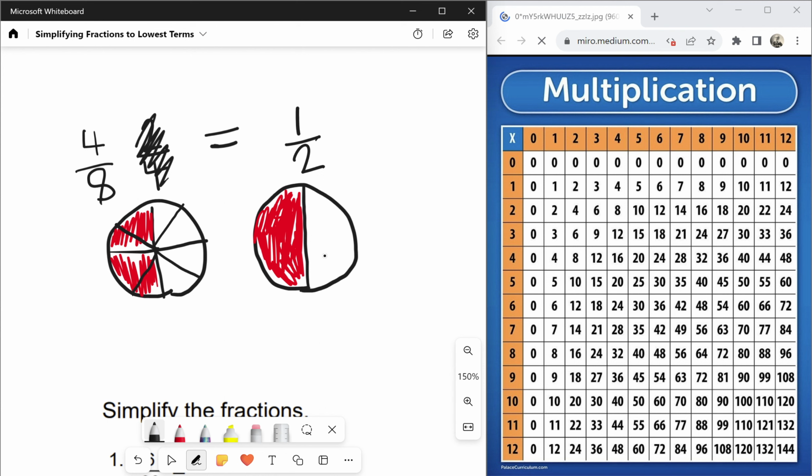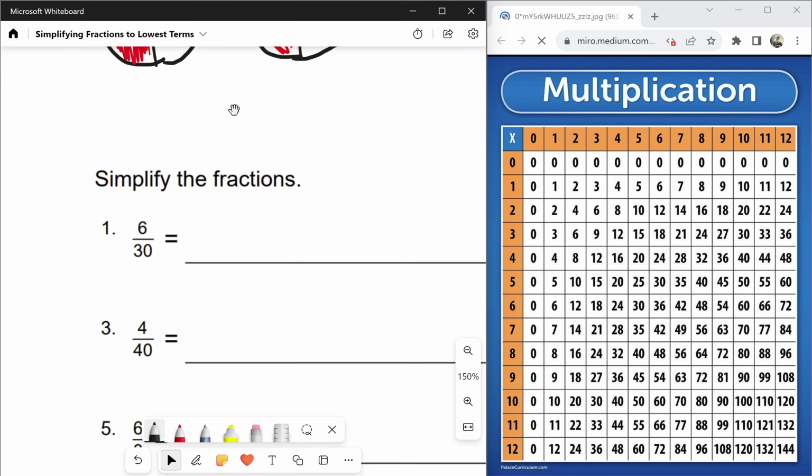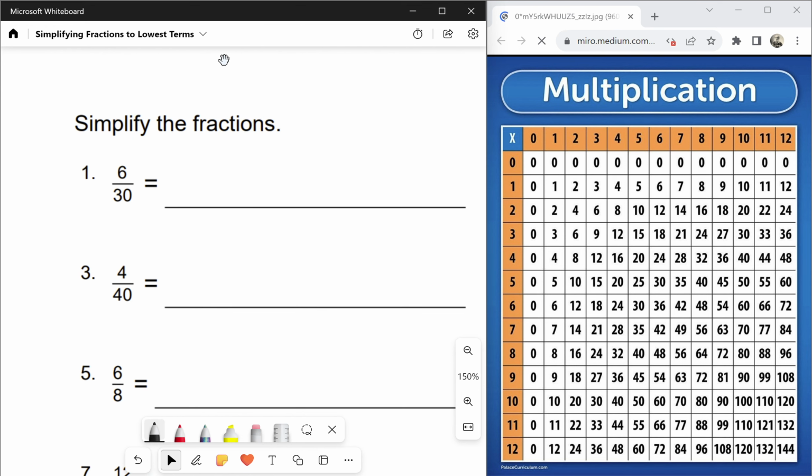So, when my question asks me to simplify these fractions, it's asking me to find an equivalent fraction to something like 6 over 30 or 4 over 40 or 6 over 8, whatever the question's asking.